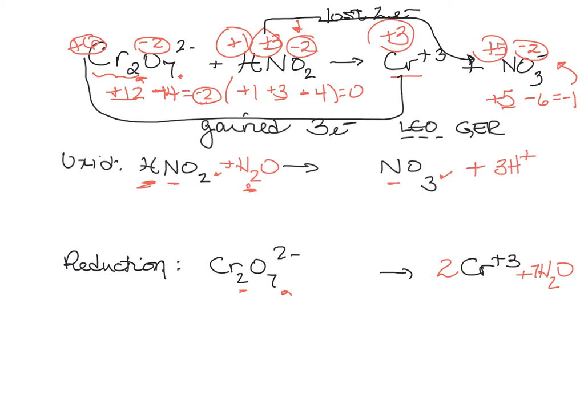And then for the reduction half reaction, I have created 14 hydrogen atoms on the product side, so I need to add 14 hydrogen ions on the reactant side. So now all of the atoms are balanced, and at this point you are ready to balance the charge. The overall charge has to be the same on both sides of the reaction. And so that's the tricky part. That's where all the mistakes are made.